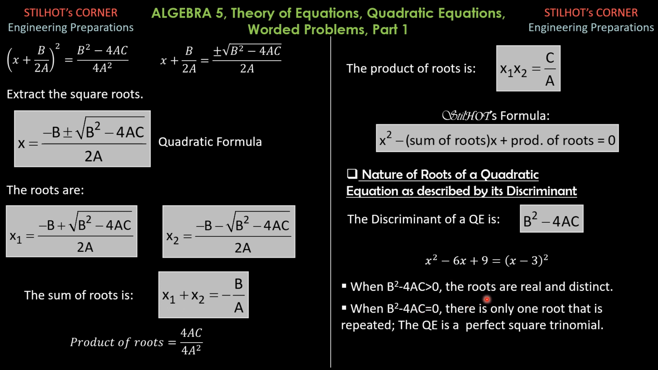And lastly, when b squared minus 4ac is less than 0, or negative, then we'll have complex conjugates as roots. So that testifies to the principle stated earlier in the first part, that if one root is i, the other root is negative i. If one root is 1 plus 3i, the other root is 1 minus 3i. If one root is 2 minus i square root of 5, the other root is 2 plus i square root of 5. So I hope that the principle is clear.